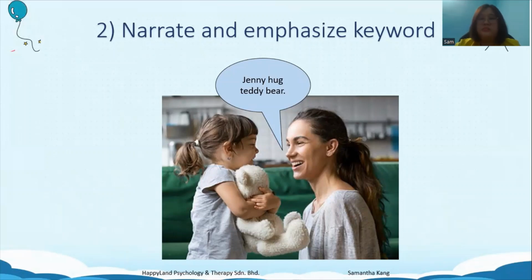So for example, maybe the mother will emphasize the keyword "hug." Okay, the mother wants to teach the child the word "hug." So the mother will emphasize the word "hug," like "Jenny hug," and then maybe do the hugging action, and "Jenny hug teddy bear." So the child will know that the word that she needs to learn is the word "hug," and the mother will repeat the word "hug" again. So we need to emphasize the word that we are teaching to the child. Okay, and then coupled with the action, the child will learn much faster. They're able to relate the action and the word better.